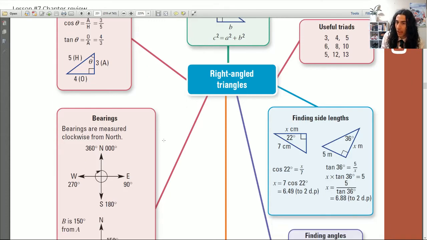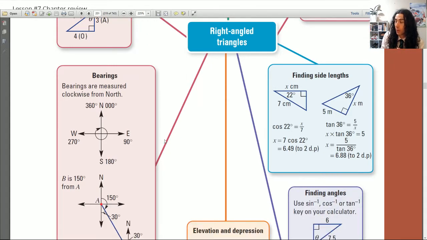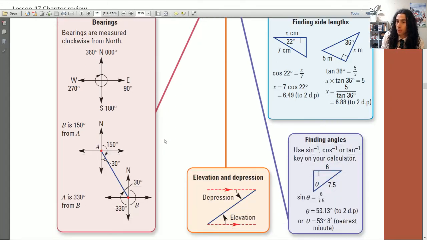So don't worry about that. What you do need, though, are these 2 things at the bottom. Angle of elevation and angle of depression. Angle of elevation is from the horizontal looking up, depression from the horizontal looking down, and those little arrows there let you know that those lines are parallel, which means these 2 angles are alternate angles. And the last thing here, finding angles, you definitely need that as well.